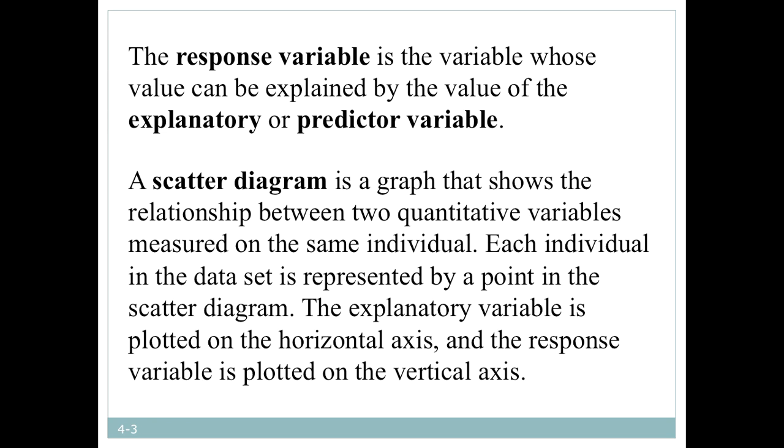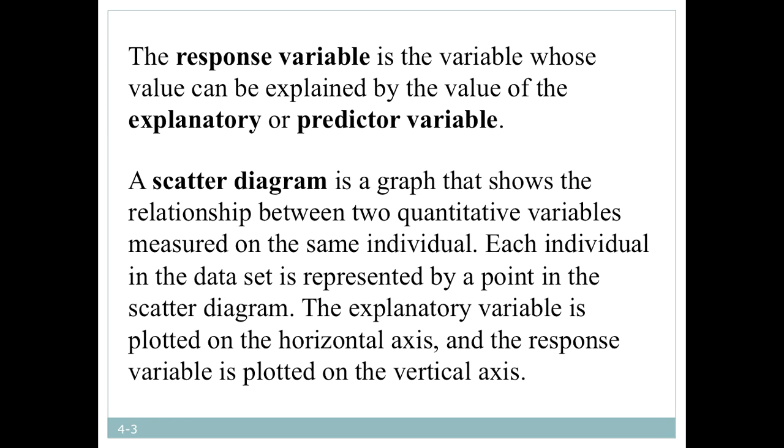Now, the first is the difference between the response and then the explanatory slash predictor variable. Explanatory or predictor variable are one and the same, just two terms for the exact same thing. But the response variable is the variable whose value can be explained by the value of the explanatory or predictor variable. So basically what we do is we use this predictor variable to help us predict the value of the response. Now, a scatter diagram is just a visual representation of this.